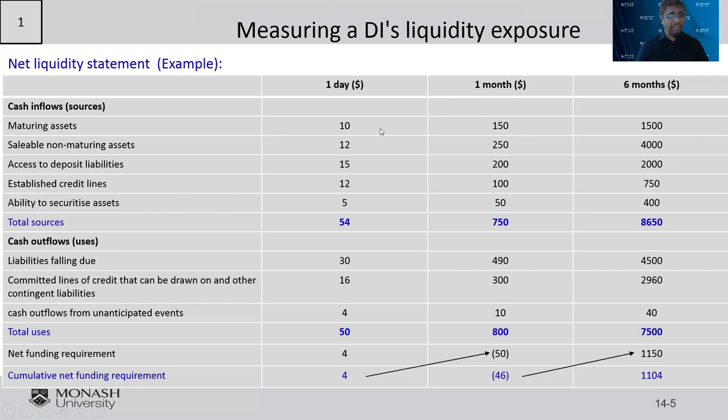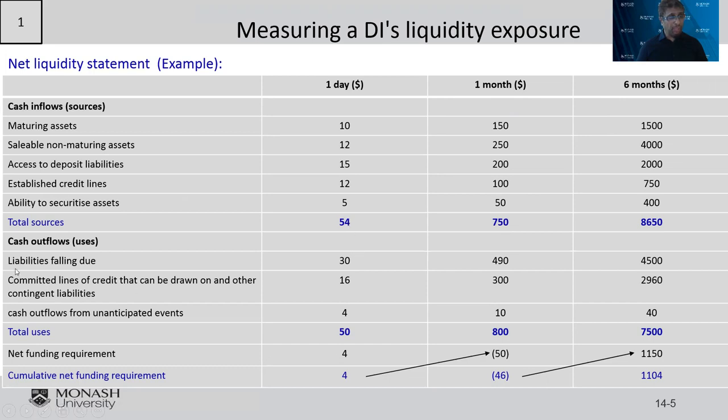Now, the interesting thing is you can do it for 1 day, 1 month, and 6 months. You can do this on a daily basis. You can do it on a monthly basis, quarterly basis, or even semi-annually. So in this case, if you use 1 day, the total resource is 54.